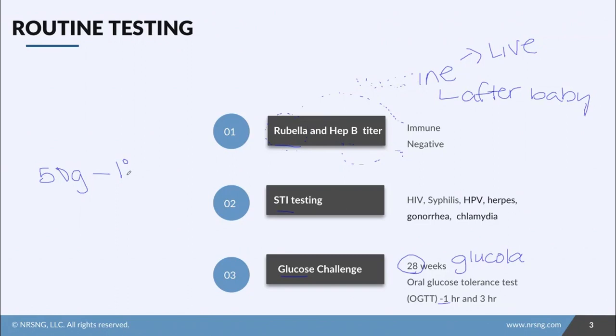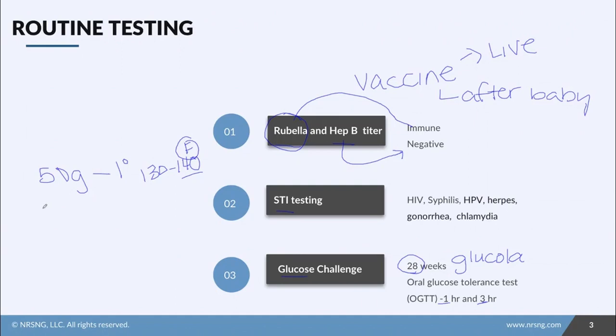If whatever the range is given in your book or class, go by that range. So let's say our range is 130 to 140. If she is above the 140 mark, then she fails. If she passes, then she's done. So only if she fails, then she'll get one more chance with a 3 hour.